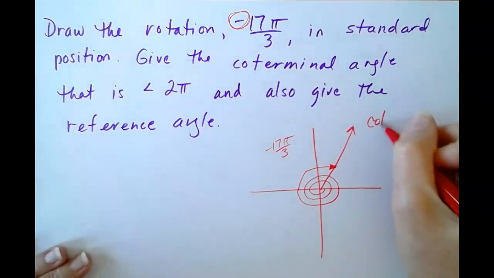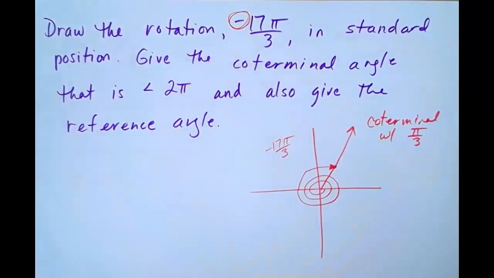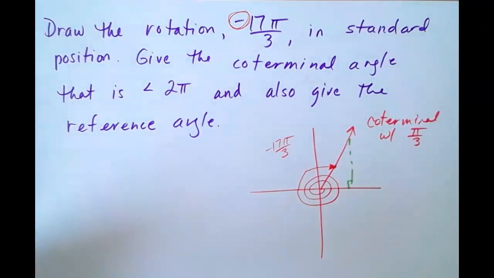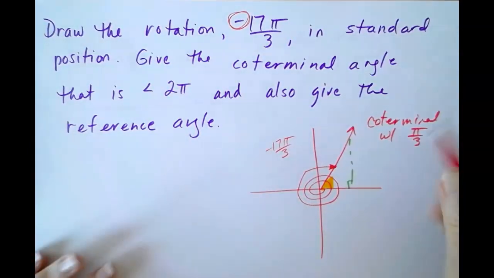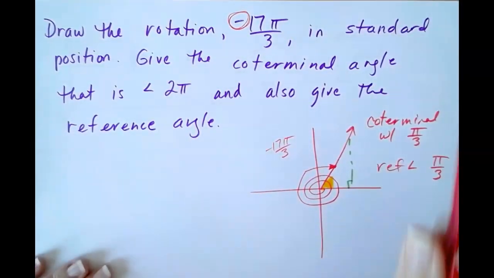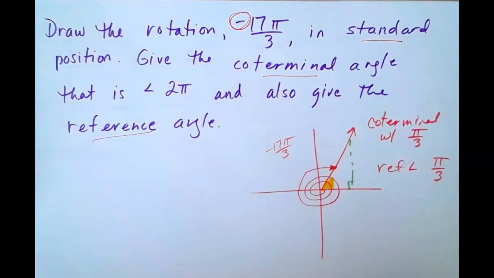It is coterminal with pi over 3. And because we are terminating in the first quadrant, we also have a reference angle, the same as the coterminal, pi over 3. So we did everything. We drew it in standard position. We found the coterminal, and we found the reference angle.